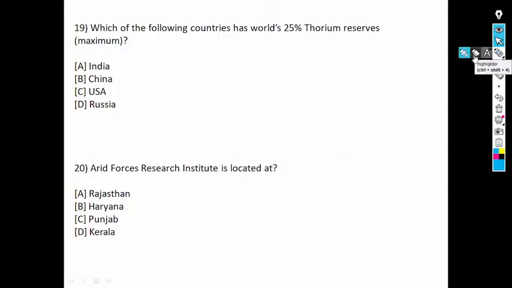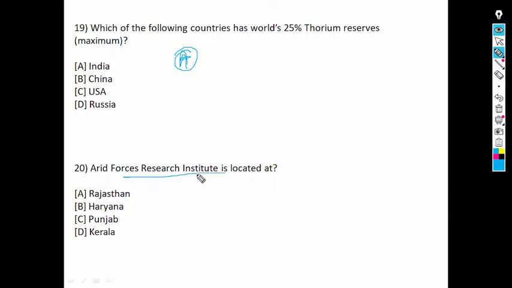Next, which among the following countries has 25% of your thorium reserves maximum? India, China, USA, Russia. Maximum 25% of your thorium reserves. So it is the answer. It is A, India, thorium reserves.